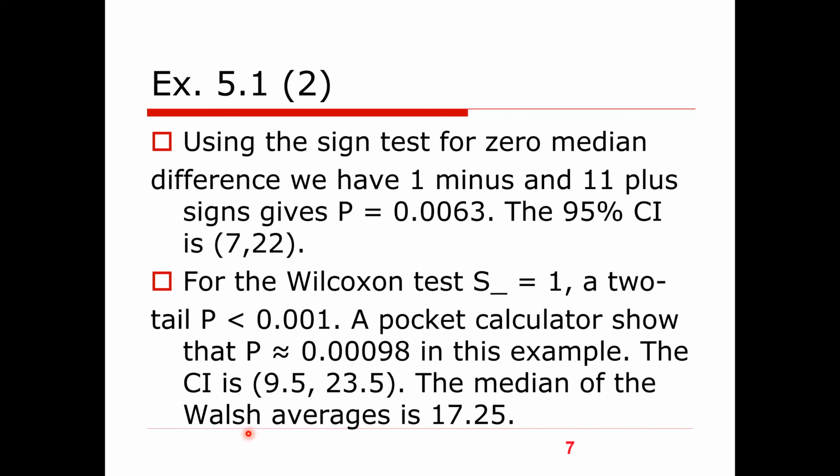And if we use Walsh averages to get the median, it should be 17.25. So why do we need to use different methods? Because when we know that the data set may be appropriate for multiple methods, we can always use multiple methods to get results and compare them, and then discuss why and how this difference comes about, and learn more about the features of our data.